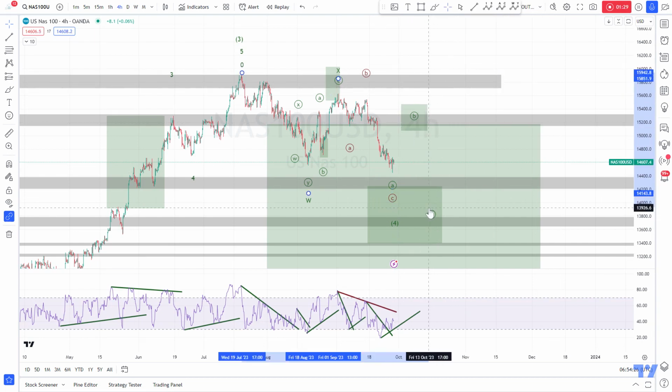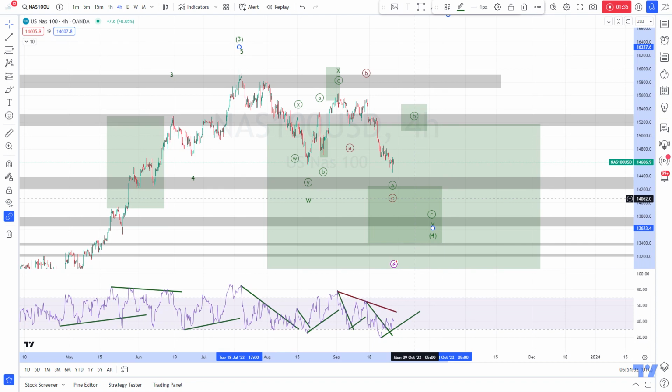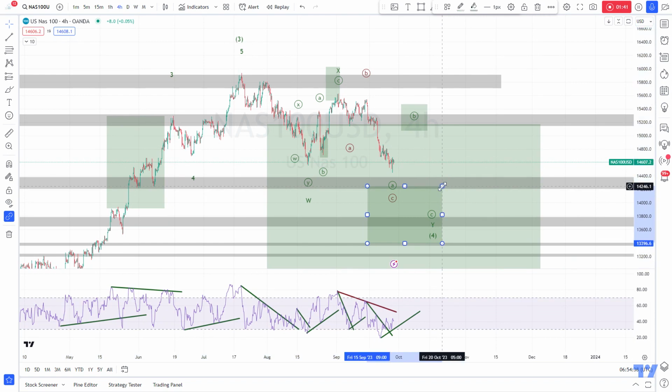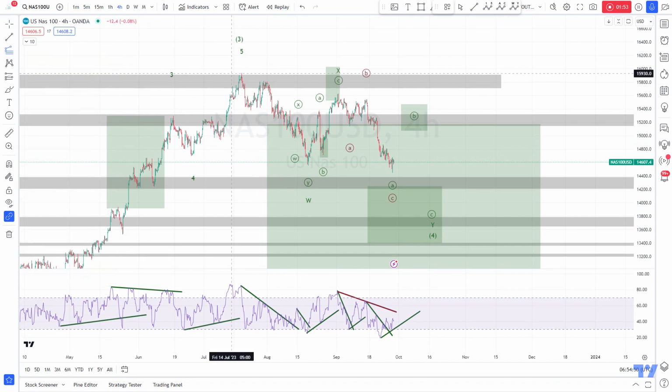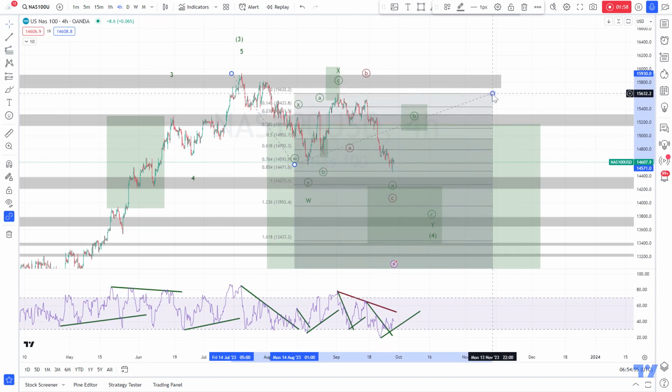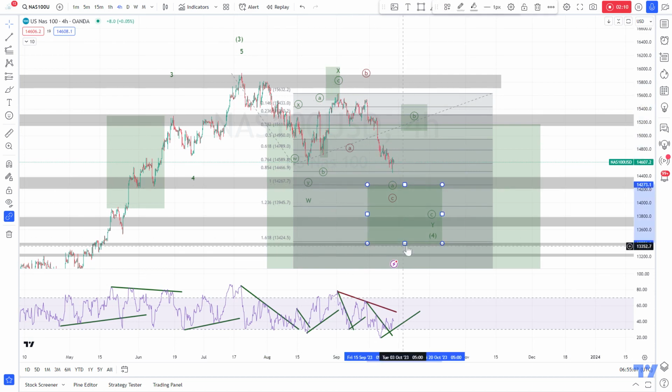So that's one scenario. The second one is actually my primary one, that we see a bit more downside. Like I always like to go into this area here. So this is the equal leg area. If we take the length of, I'm sorry, I need the FIB extension tool. If we take the length of the wave W, the length of the wave X, then we should go here into the area between the 1 and the 1.618 FIB extension.